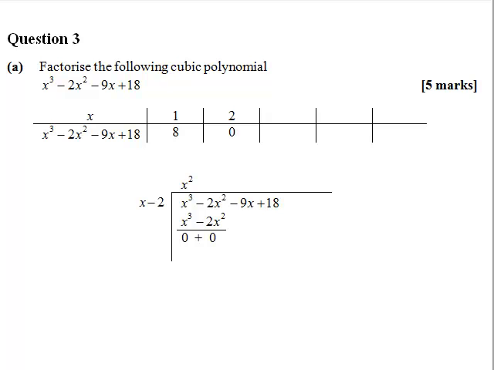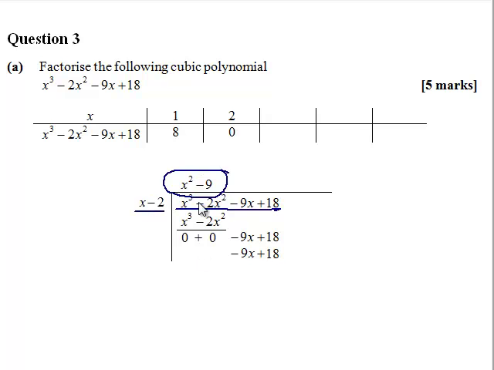Next we bring down the remaining terms. Now what do we need to do to x to get minus 9x? Well, obviously we'll multiply by minus 9. So x times minus 9 gives us minus 9x, and minus 2 times minus 9 gives us plus 18.